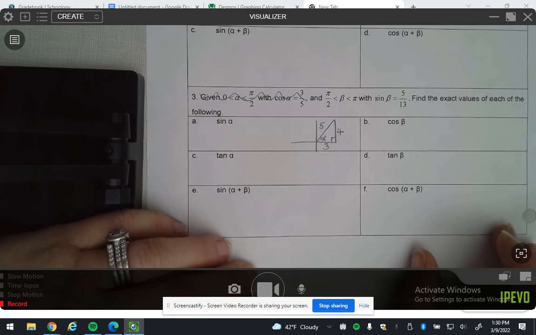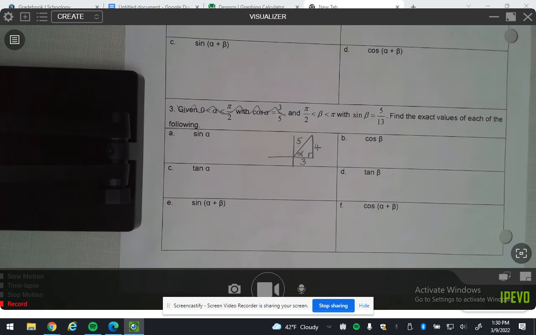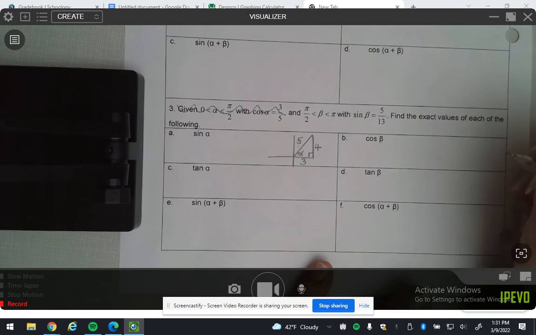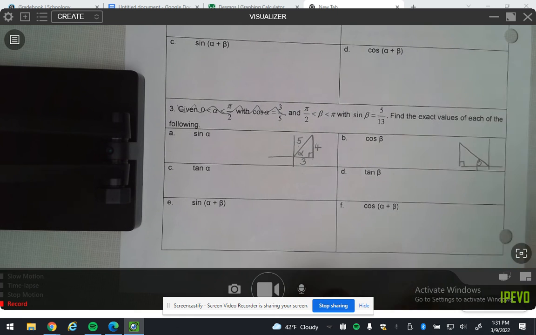Okay. Beta. Where's beta located? Between pi over 2 and pi, which is what quadrant? That's quadrant 2. Because remember, 0, 90, 180, 270, this is quadrant 2. Boom. That's beta. What does it tell me about beta?